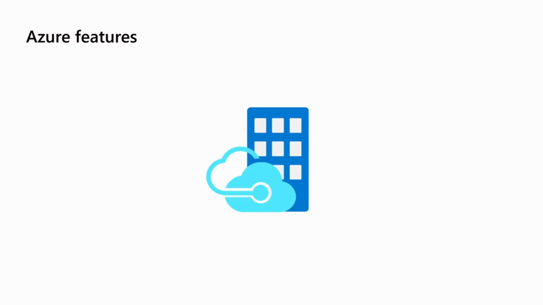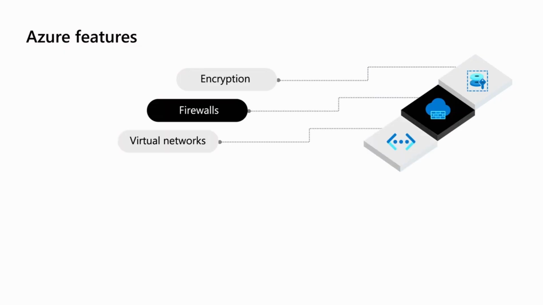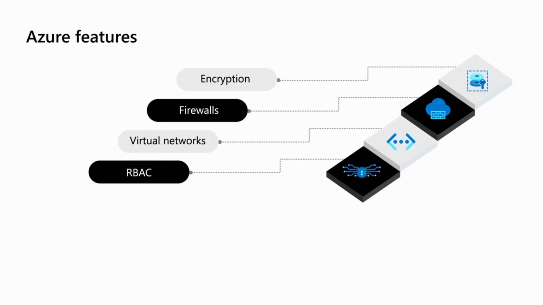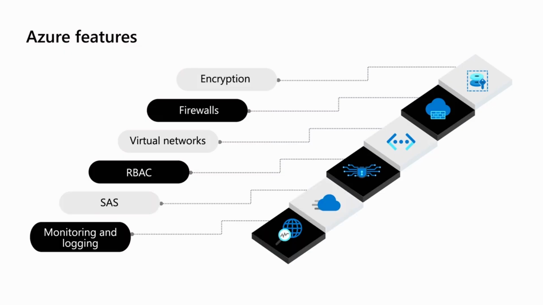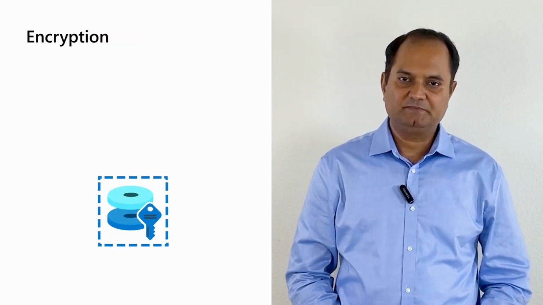Azure provides several features to implement storage security. These encompass encryption, firewalls, and virtual networks, providing robust data protection. Additionally, Azure supports role-based access controls, also called RBAC, SAS, and monitoring and logging capabilities. These features empower you to enforce access permissions, securely share data, and monitor storage activity. Let's first look at encryption.